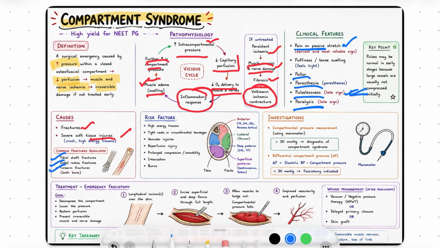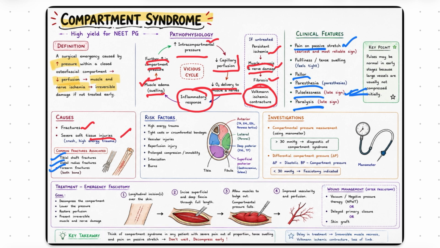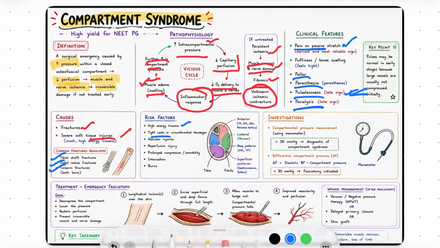And now let's come to the risk factors. The risk factors are high energy trauma, tight casts, vascular injuries, reperfusion injury, prolonged compression, intoxication, burns. These might not be asked in your questions, the risk factors, but just remember them.